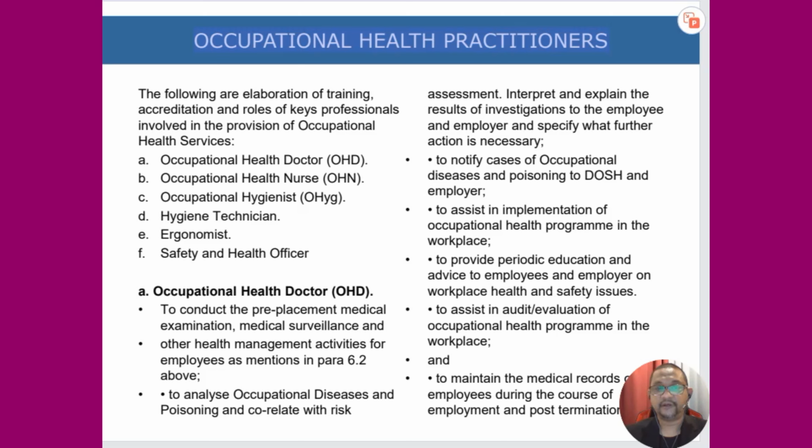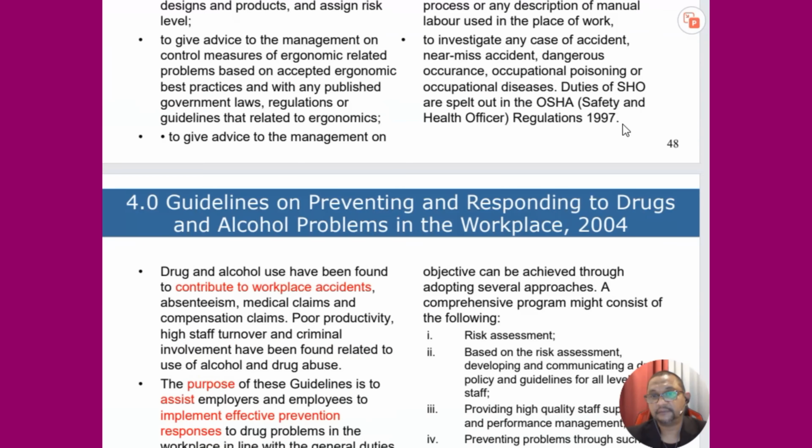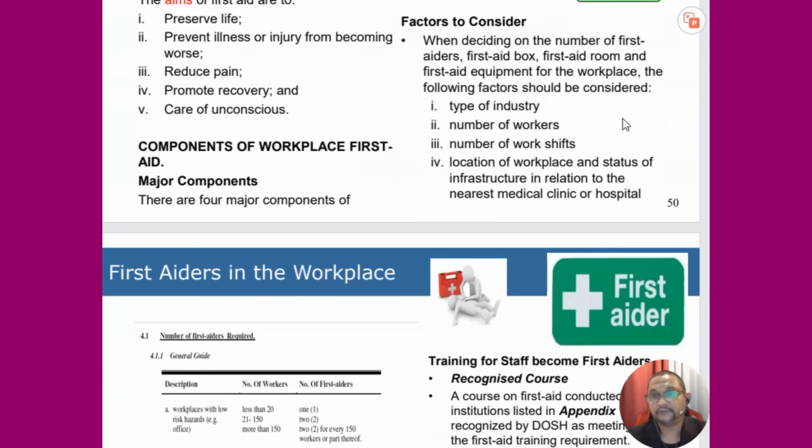Okay, there are various types of health practitioners: occupational health doctor, occupational health nurse, occupational hygienist, hygiene technicians, ergonomist, safety and health officer. This all is the practitioners for occupational health. So you can read all these terms, and these are the guidelines for the practitioners.